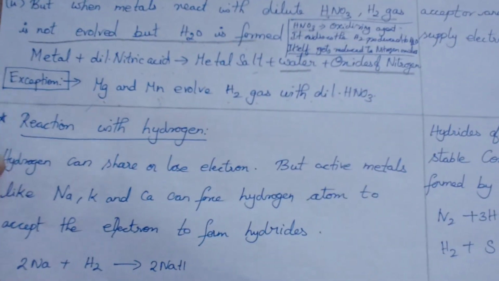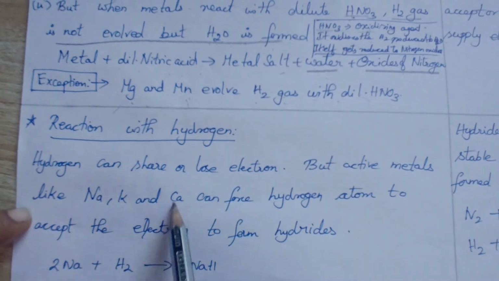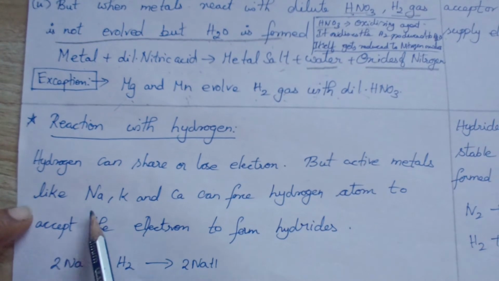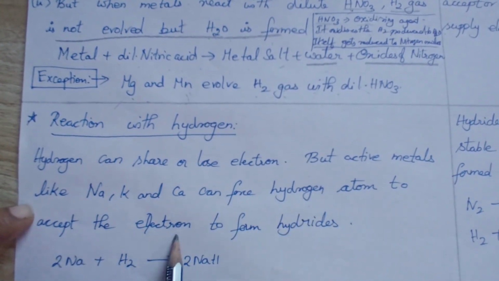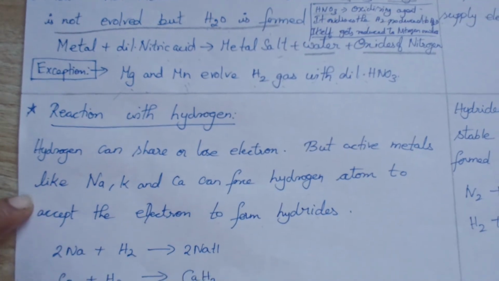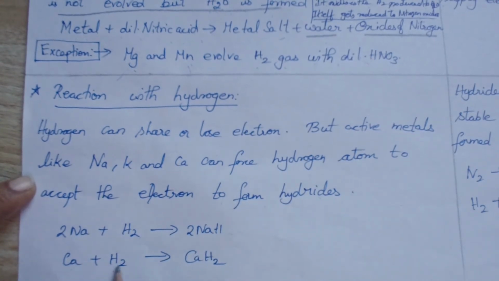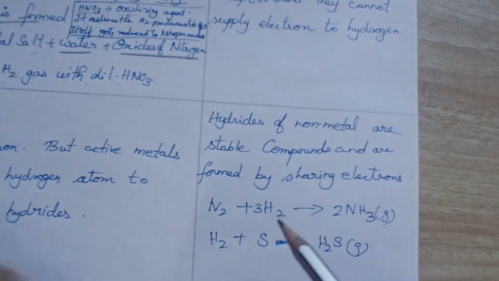Next, the reaction with hydrogen. Hydrogen can share or lose electrons. But active metals like sodium, potassium and calcium can force the hydrogen atom to accept an electron to form hydrides. So sodium plus hydrogen gives sodium hydride, and calcium plus hydrogen gives calcium hydride.